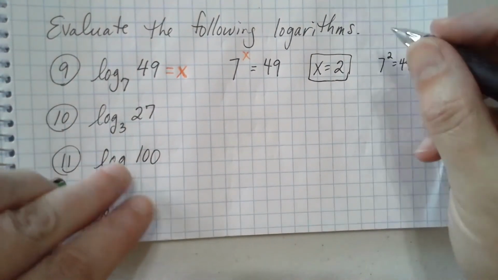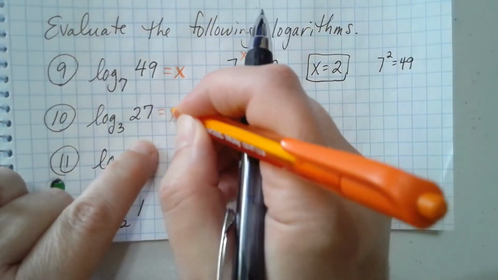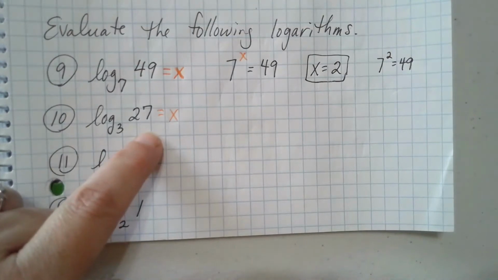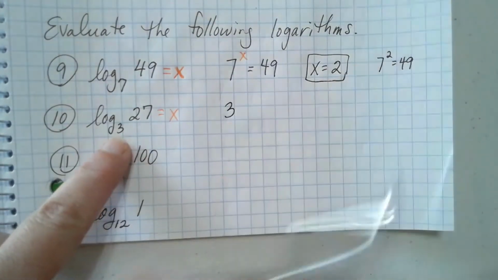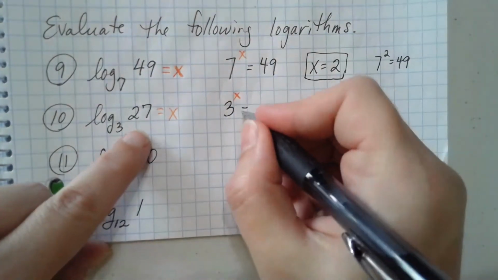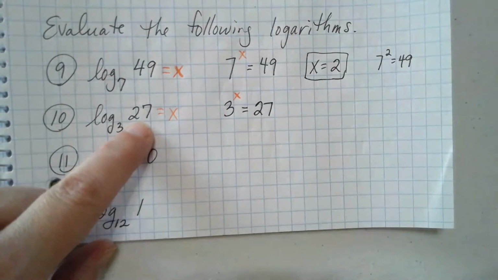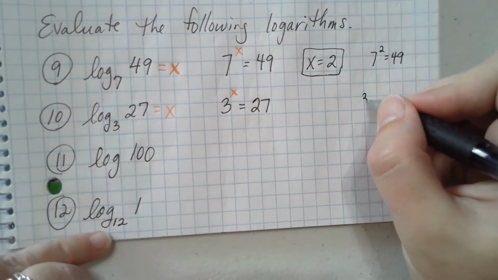Okay. So we're going to make this equal to x. Log base 3 of 27 equals x. So if I rewrite this, it's going to say 3 to the x power, or 3 to the what power, equals 27. So let's just come over here and try it out.